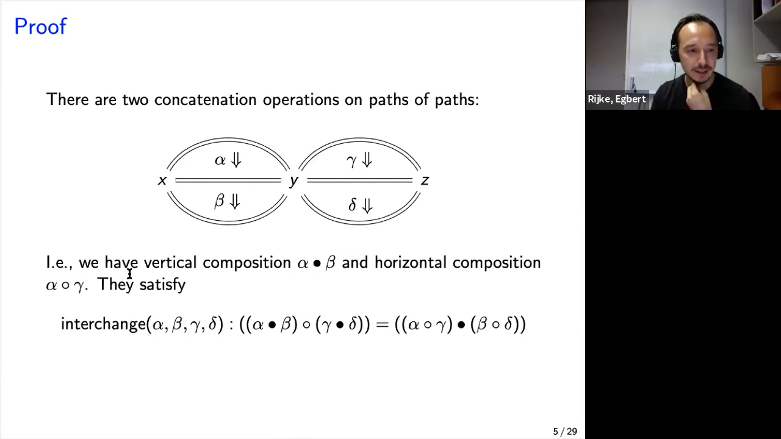Given that these two composition operations are there, there is an interchange law that says: if I first vertically compose alpha and beta, and I second vertically compose gamma and delta, and then horizontally compose these composites, that's the same as first horizontally composing alpha and gamma, and horizontally composing beta and delta, and then vertically composing those. And the Eckmann-Hilton argument is using this interchange law.